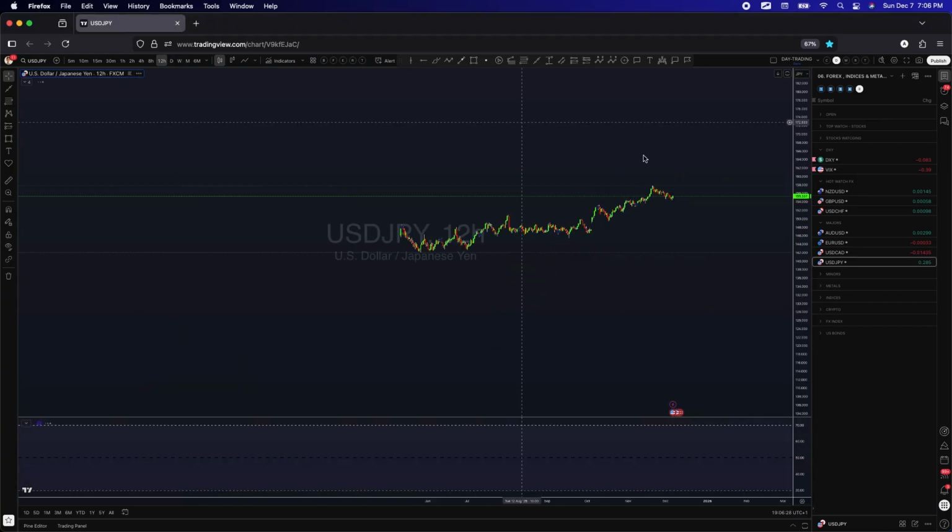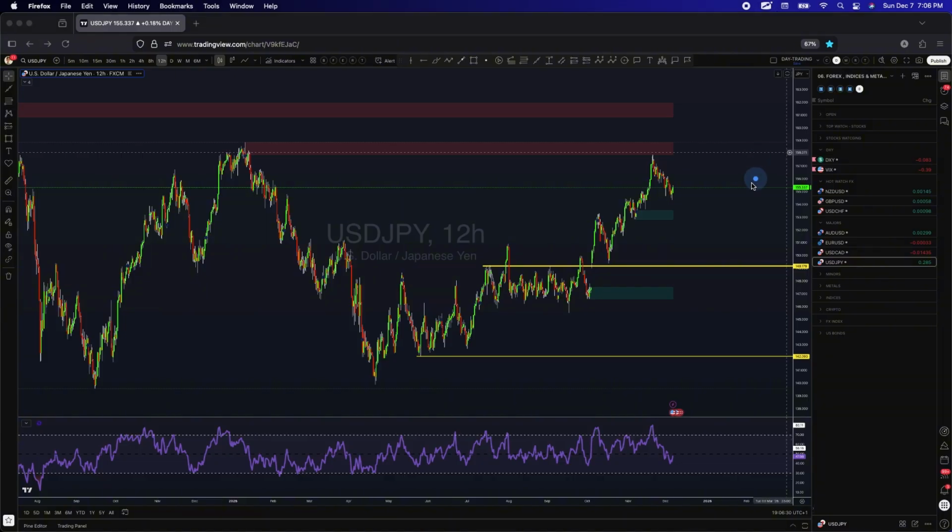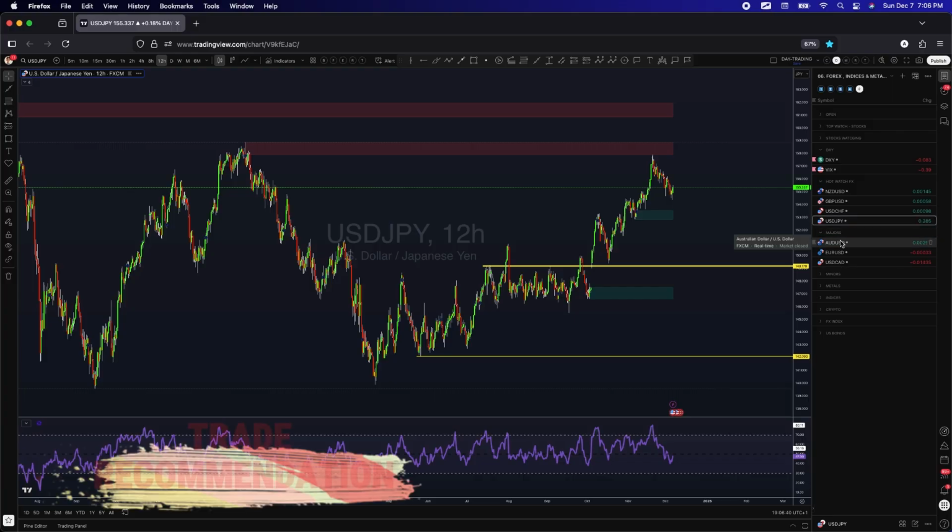On the 12-hour time frame, I think this is exactly what I'm saying. Push back to this region, then we buy to the upside. Period. So dollar yen, I think I will add it to the watch list, because it makes good sense.